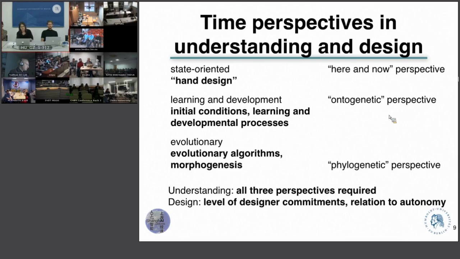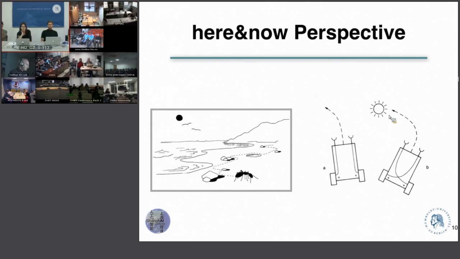Just to repeat a bit, the here and now perspective, what is it? It's everything which does not involve learning or development over longer time scales. So it's what is at the present, it's the interaction of an agent with its environment. And as examples we had Simon's ant on the beach example, where the ant has to go on the beach, going around different stones and sand. And we had the Braitenberg vehicles as an example of the here and now perspective, where the sensors and motors are pre-wired. And even though the agent, the vehicle here, is expressing some really interesting and complex behavior.